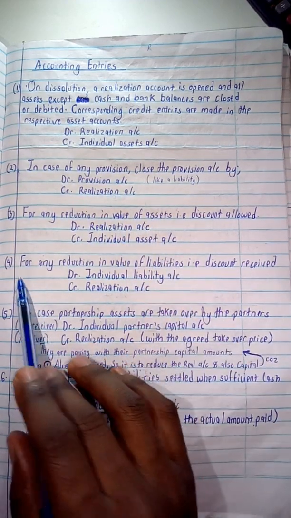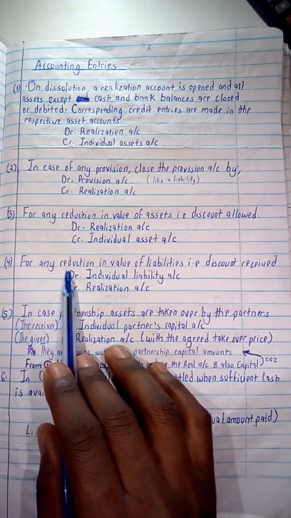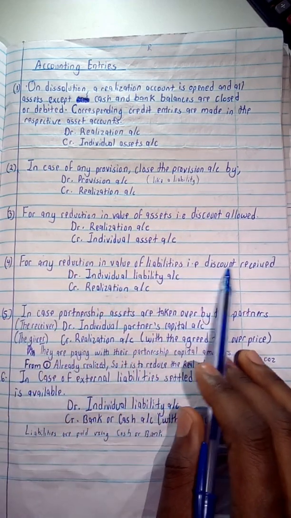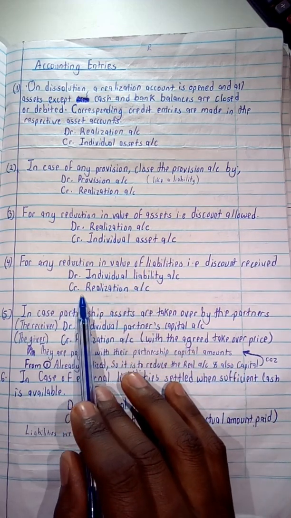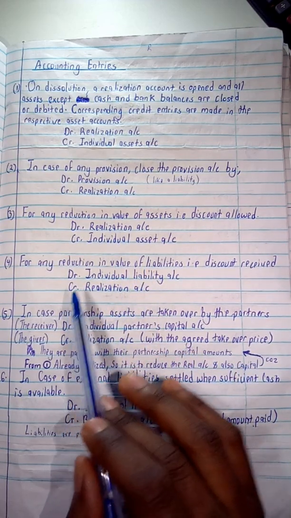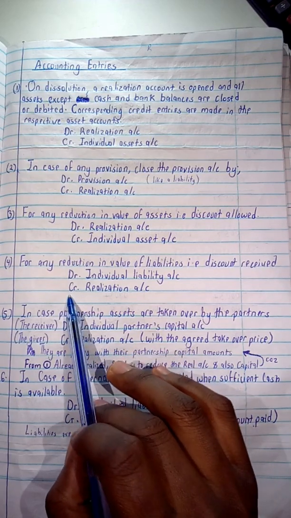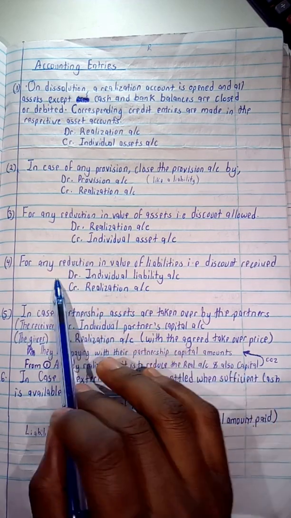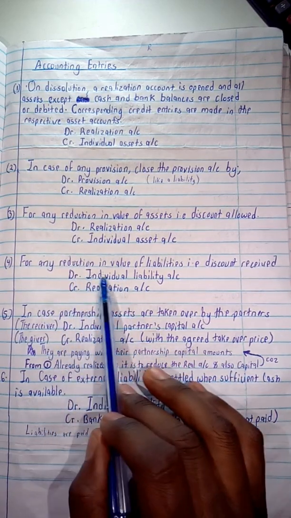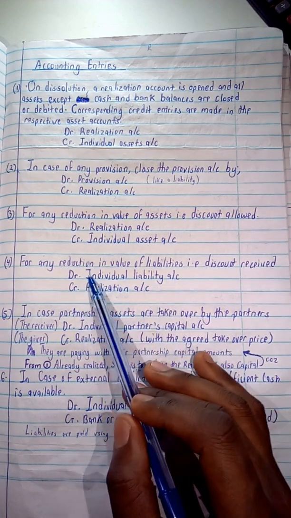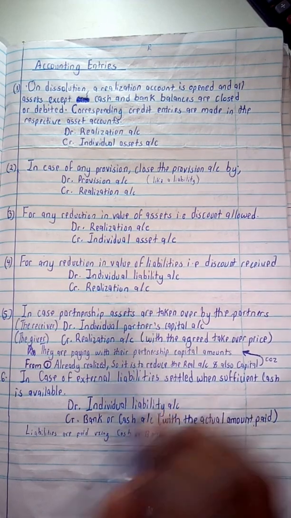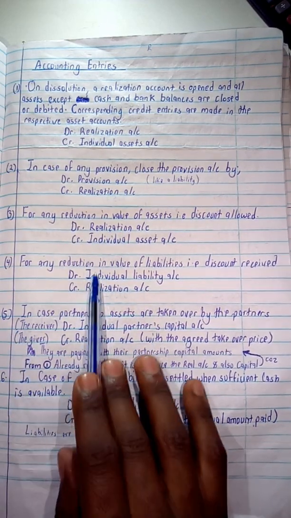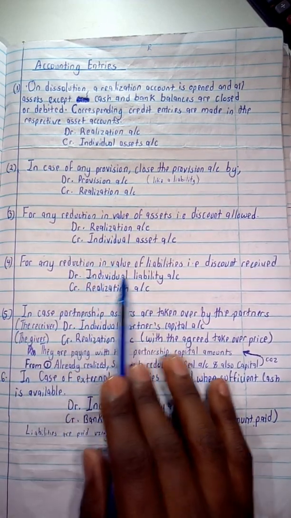So looking at 4, for any reduction in the value of liabilities, for example, discount received, remember a liability has a normal credit balance brought forward. So if I want to reduce this credit, I'm going to pass a debit. That's what I've done here. I'm going to debit the individual liability account, and then I credit the realization account. So that is that with this accounting entry.